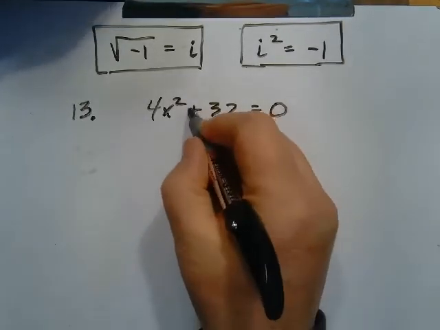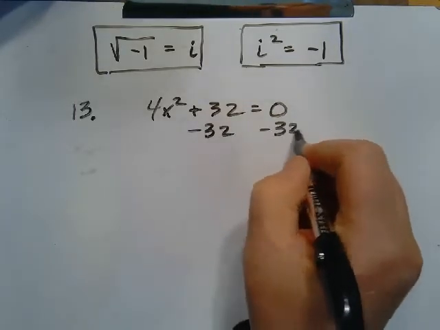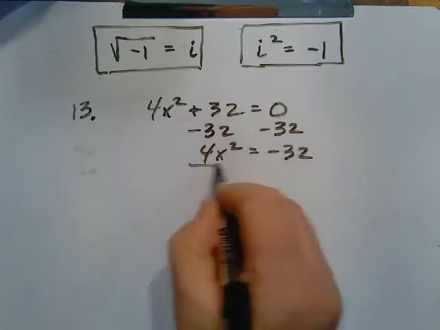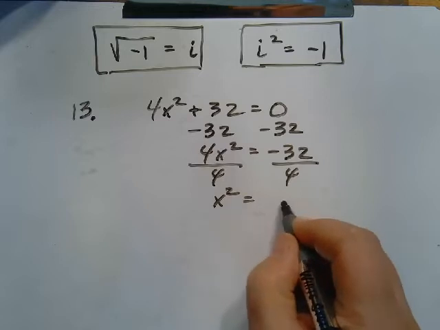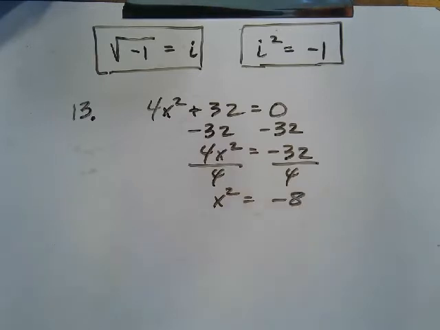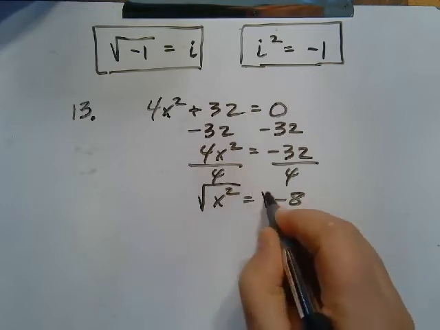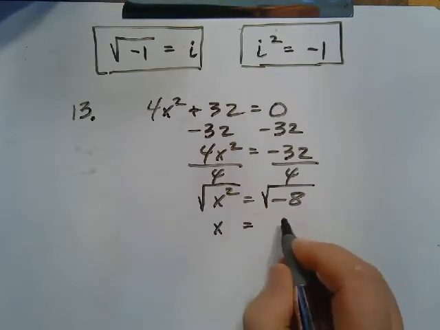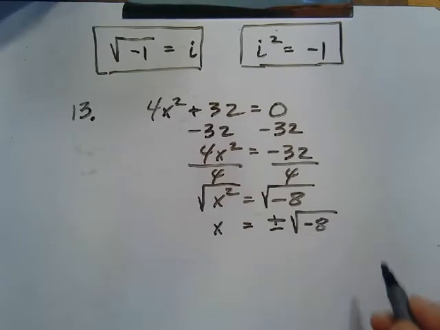Same basic problem as we had last time. Let's subtract 32 from both sides. And let's divide both sides by 4 here. And we get x squared is equal to -8. Okay, now we're going to take the square root of both sides. And when we do that, we end up with x here, but on the right, we end up with plus or minus the square root of -8.